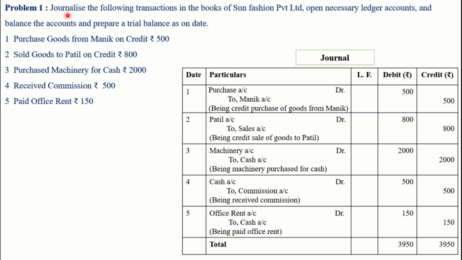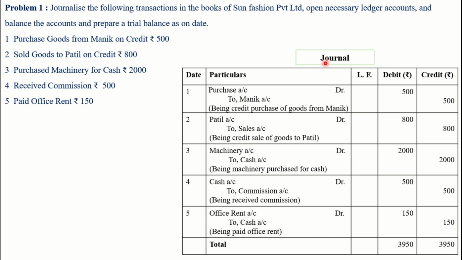Problem first, journalize the following transactions in the books of Sun Fashion Private Limited and open the necessary ledger accounts and balance the accounts and prepare a trial balance as on date. These are the 5 transactions given. From that transaction, first of all, we have to prepare the journal. From journal, we have to prepare the ledger and then trial balance.